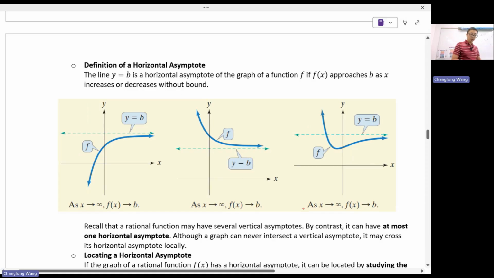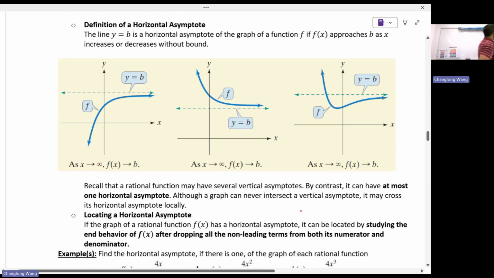Now, as you can see on whichever page that is, page number 5, right on top, those are the few typical behaviors of a graph approaching the horizontal asymptote. And again, use the dashed line to draw a horizontal asymptote. And as you can see, in the third case, the graph ends up crossing the horizontal asymptote. Okay, and that could happen.